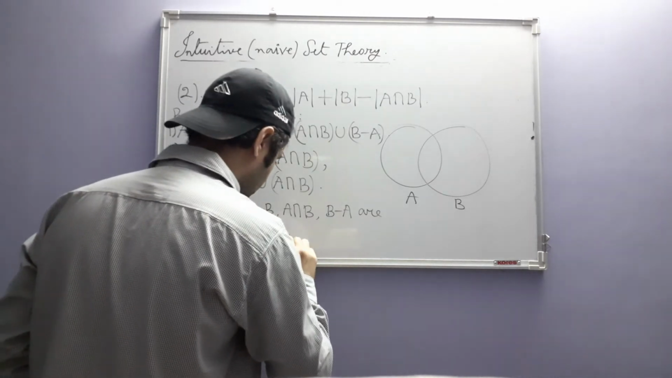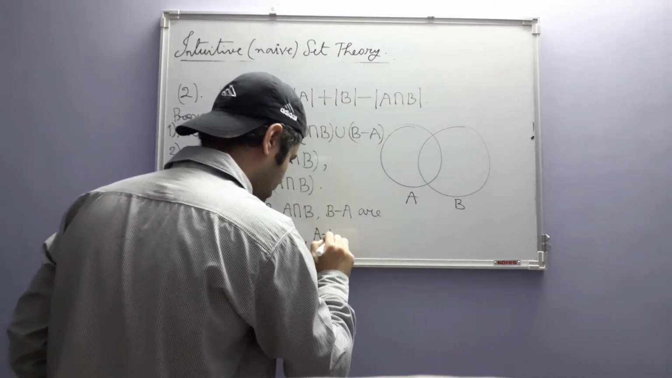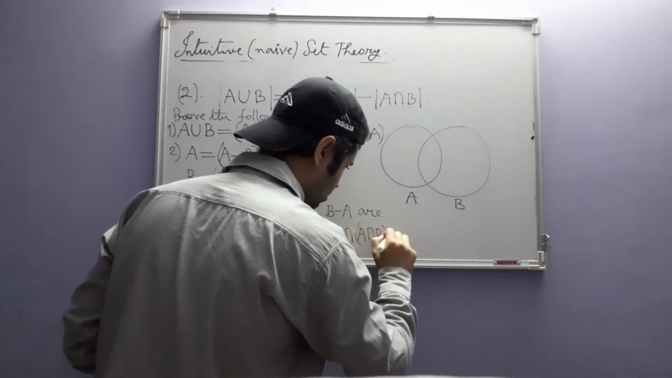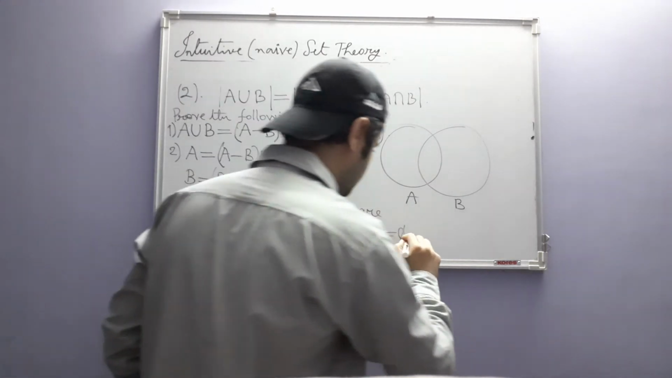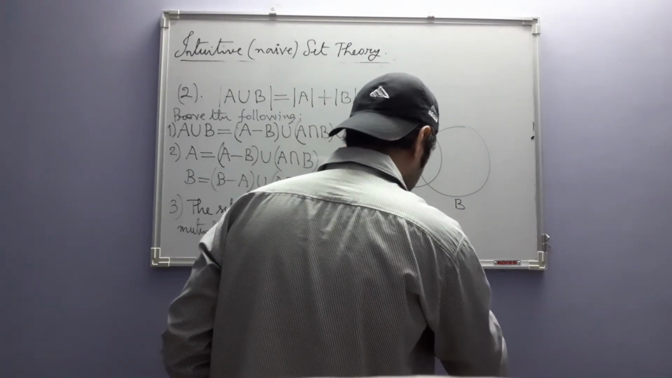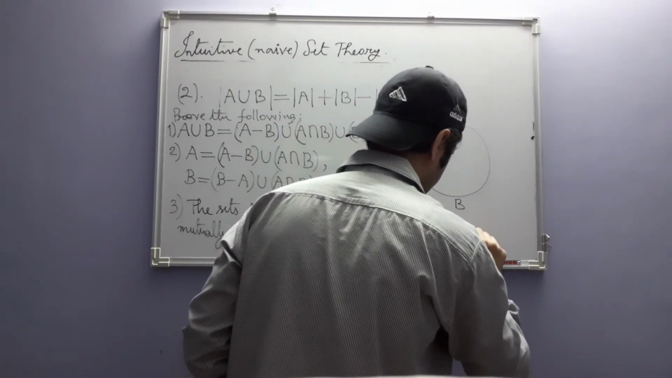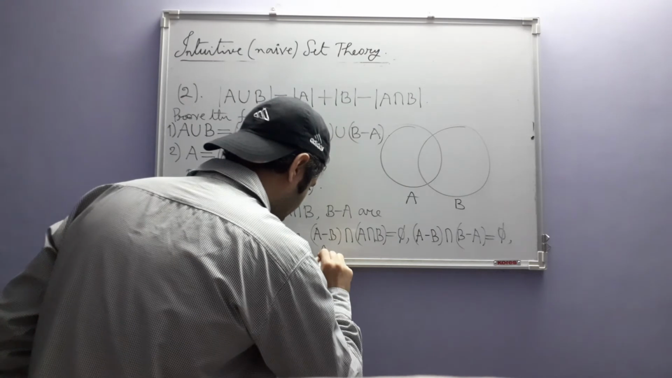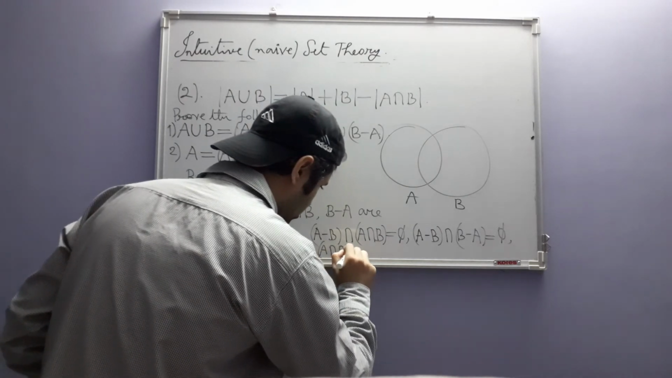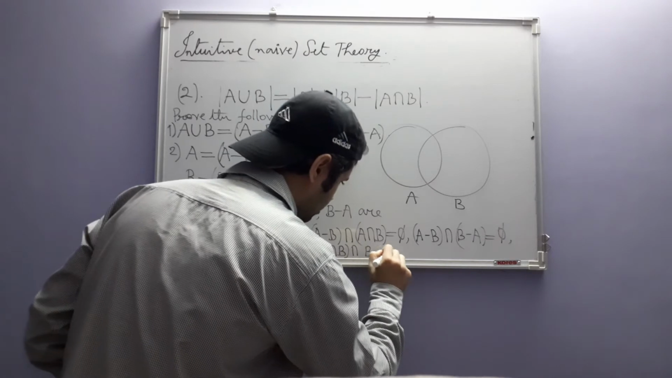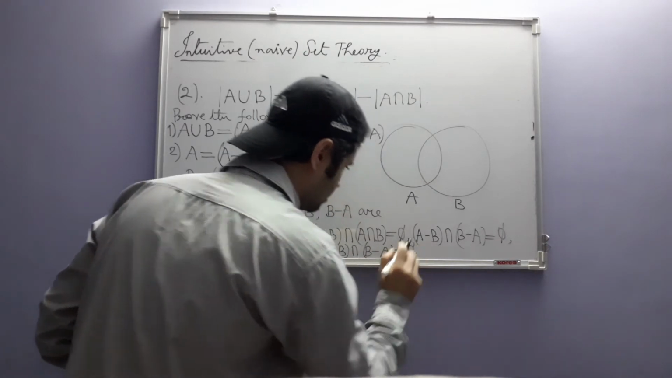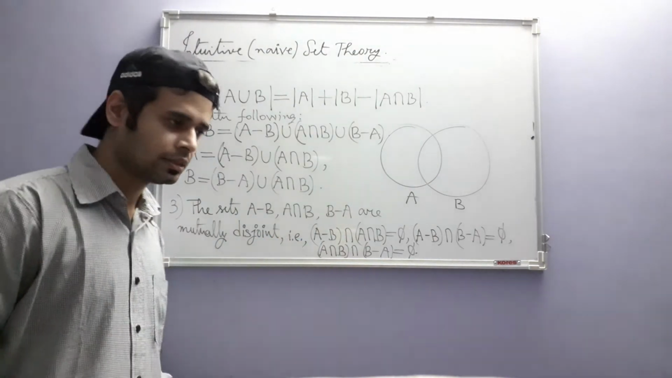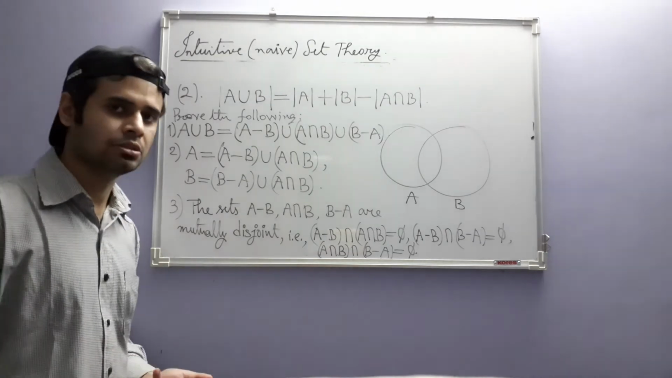That is, A minus B intersection A intersection B is empty. A minus B intersection B minus A is empty, and A intersection B intersection B minus A is empty. That is, out of these three sets, if you choose any two, they are disjoint. That's what mutual disjointness means.